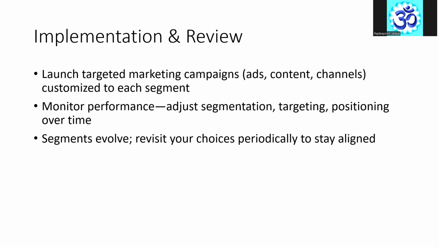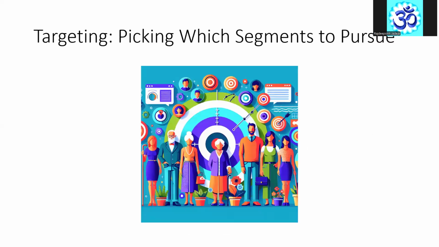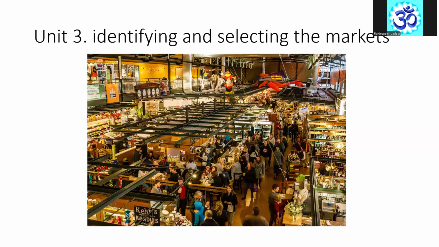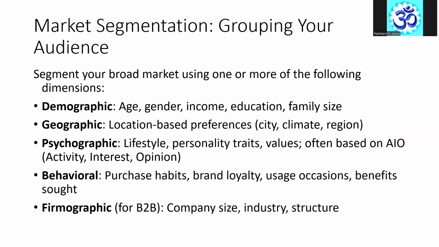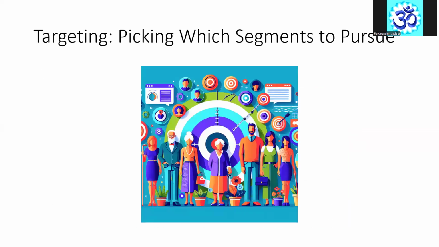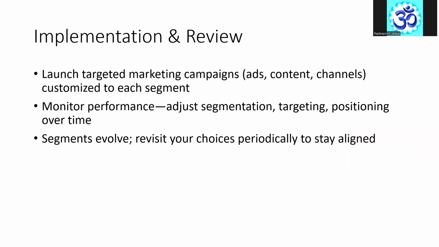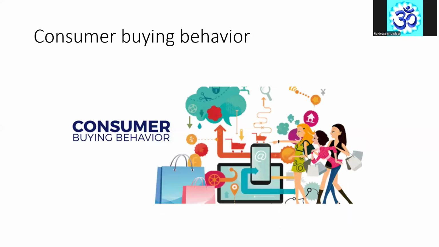Okay, so with this we have seen the 50% part of this chapter, which is identifying and selecting the market, in which we first saw market segmentation, then targeting, then positioning. Last we saw implementation and review. Now comes the main topic, which is consumer buying behavior. In this chapter, there are two buying behaviors: one is consumer buying behavior and one is organizational buying behavior.